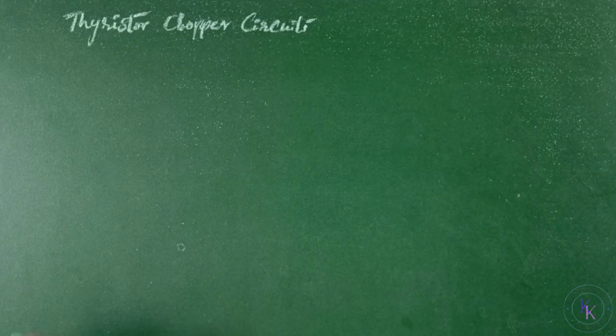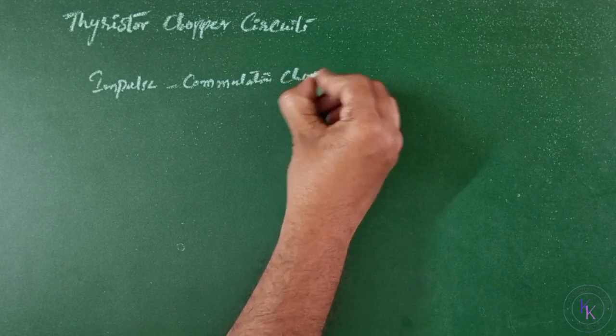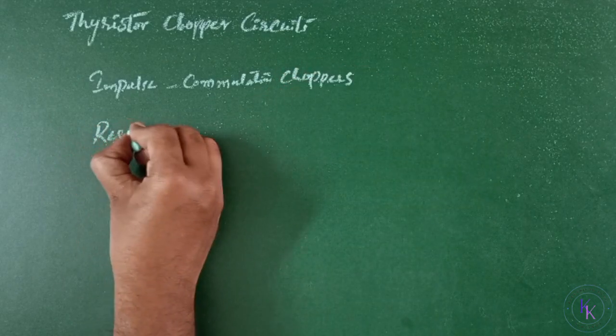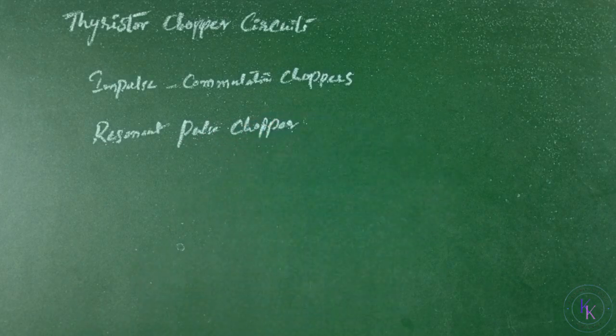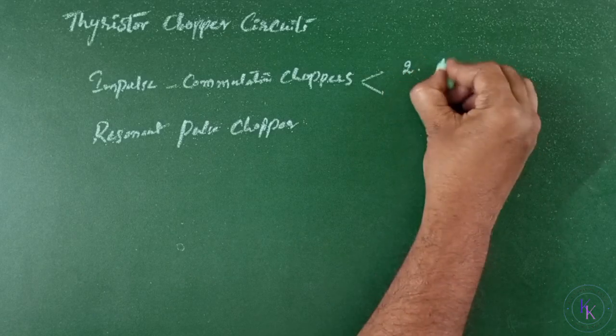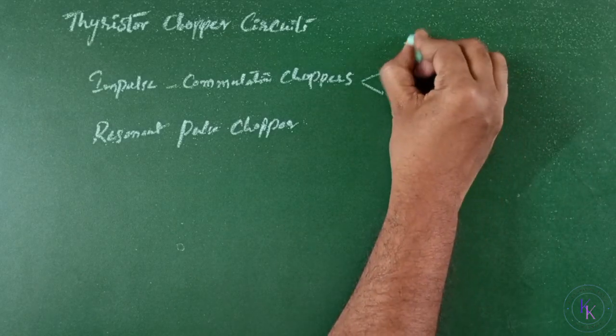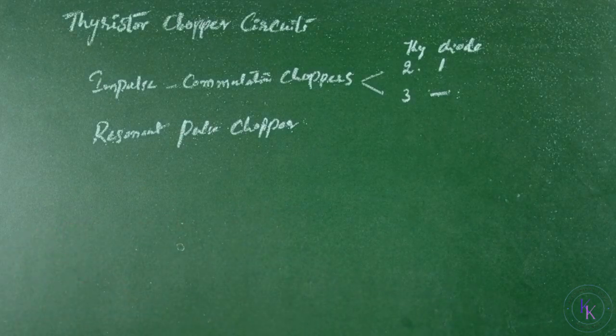We have two types: the impulse commutation chopper, and second, resonant pulse choppers. In impulse, we have two combinations, that is using two thyristors and one diode, and using three thyristors. Let us discuss the first one, the impulse commutated chopper, in detail.